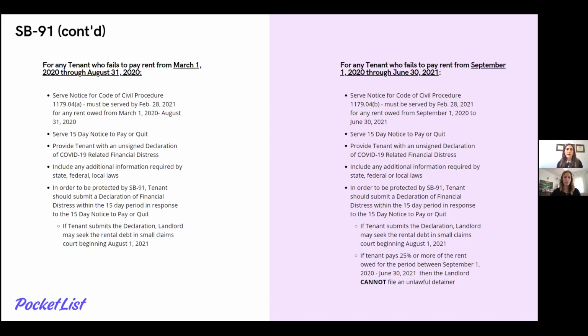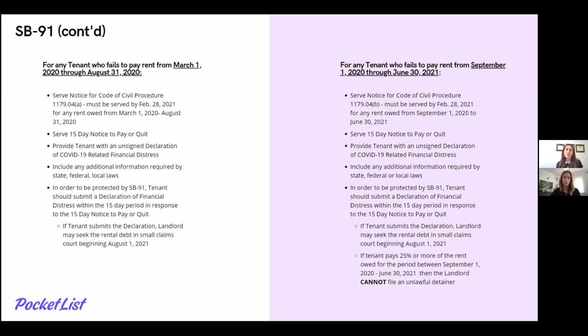Now, what about rent that was due after August 31st, 2020? This is called the transition period, for rent that was due between September 1st, 2020 through June 30th, 2021. It follows a similar procedure as the rent for the initial protection period, where you have to serve certain notices on the tenant and provide the tenant with an unsigned declaration.